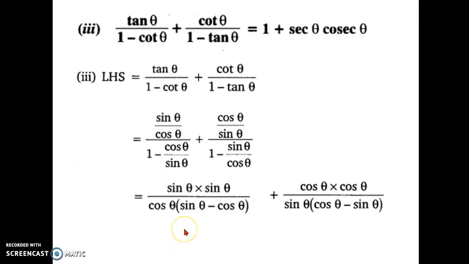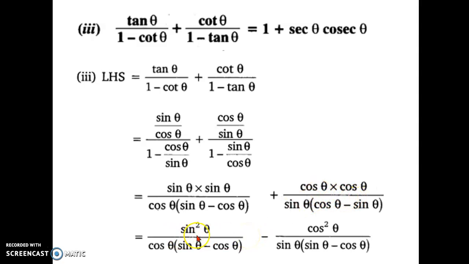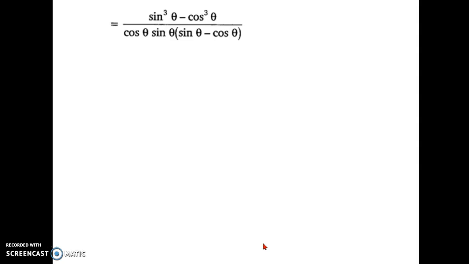Then the reciprocal is taken to the top by multiplication. That's why I am getting sin theta into sin theta, and similarly on this side cos theta into cos theta. So next step I can write it as sin square theta and cos square theta. And what I have done: sin theta minus cos theta is here, but here cos theta minus sin theta is here. So in order to bring it like this, I am going to take minus 1 outside. So I am getting minus here. Next step, I am getting this as sin cube theta minus cos cube theta.